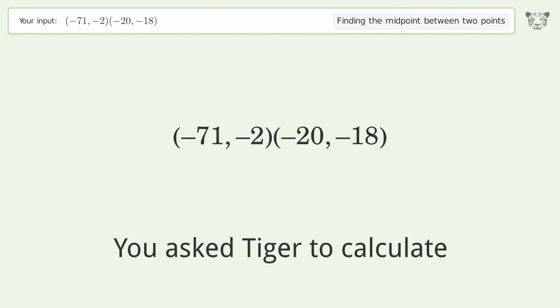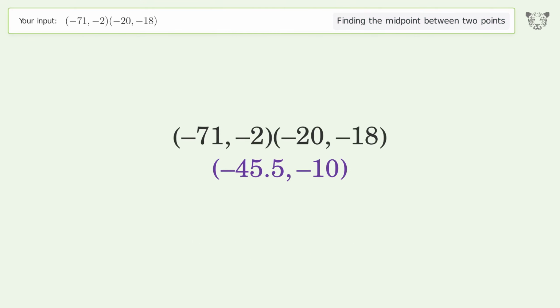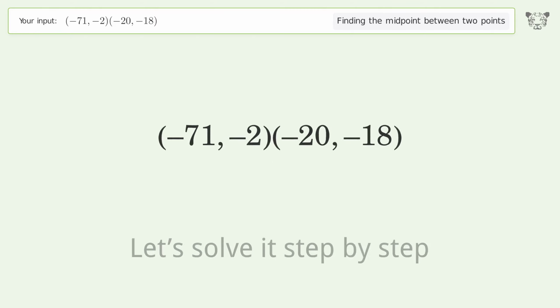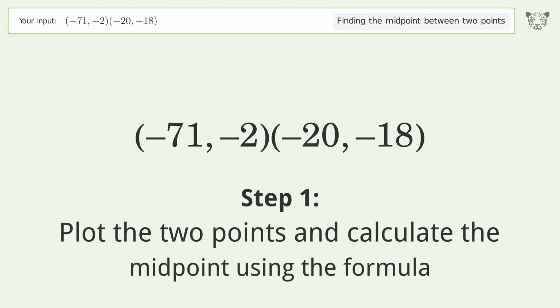You ask Tiger to calculate. This deals with finding the midpoint between 2 points. The midpoint between the 2 points is -45.5, -10. Let's solve it step by step. Plot the 2 points and calculate the midpoint using the formula.